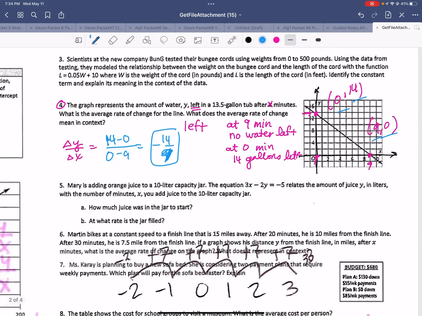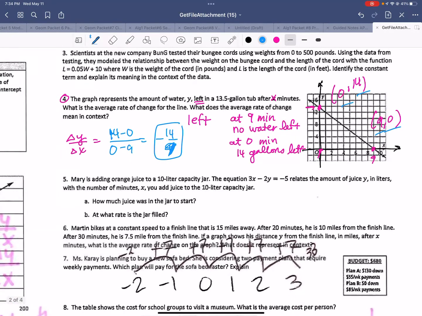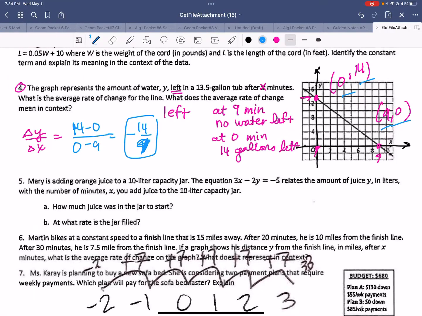And that is the average rate of change. All right, now let's look to question number 5. It says Mary is adding orange juice to a 10-liter capacity jar. This is the equation that relates to the amount of juice in liters with the number of minutes you add juice to the 10-liter capacity jar. How much juice was in the jar to start with?